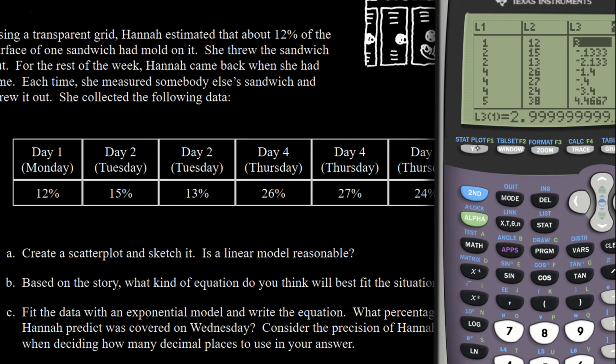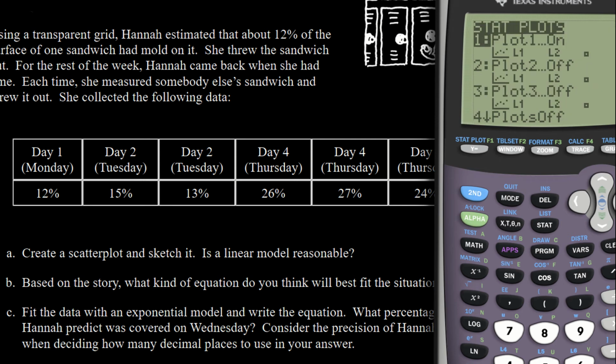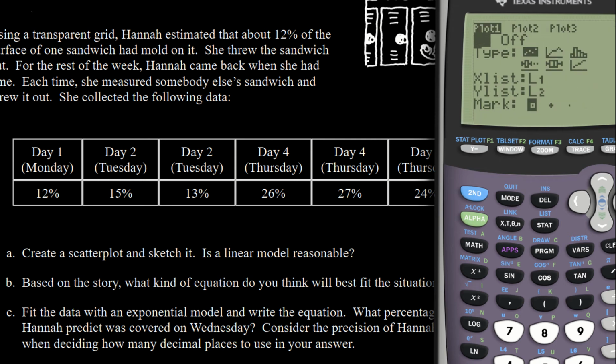I'm going to hit second stat plot, and I'm just going to turn off this plot, and go over to plot number 2 and turn it on. Instead of doing list 1 and list 2, I'm going to do list 1, and then ask it to look in list 3 where the residuals were. So it's going to plot the x values against the residuals.